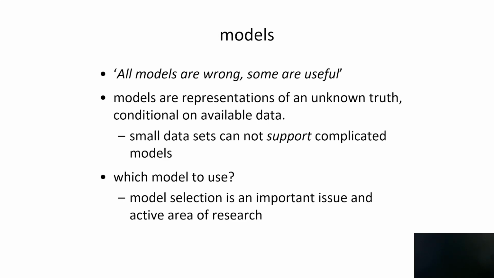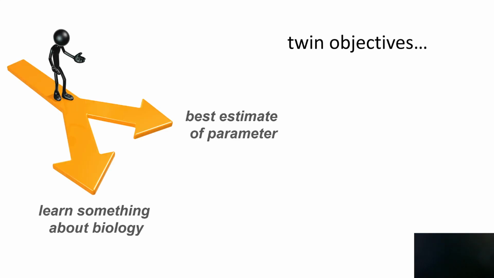So we understand, or hopefully we understand from courses where we've been exposed to the idea of models, that all models are representations of some unknown truth. They're basically cartoons, and they're largely conditional upon the available data. It probably goes without saying, but I'll say it anyway, that small data sets cannot support complicated models. Since models are cartoons or representations of reality, and since none of them are truth, they're all approximations to truth, how do you know which model to use? The idea of selecting amongst models is clearly important, and it's an area that is getting a lot of interest and research at the moment.